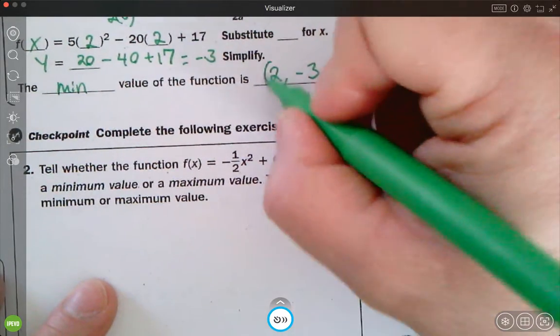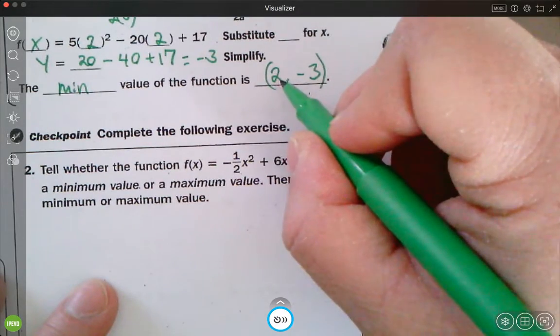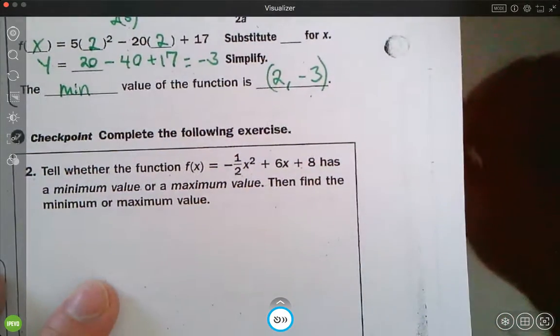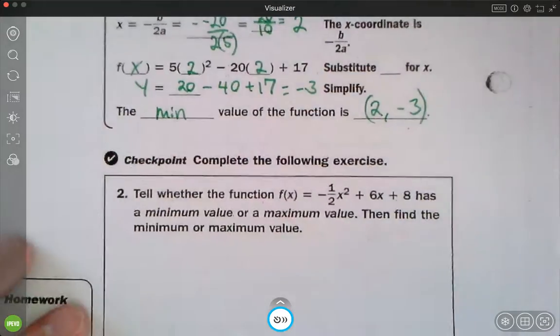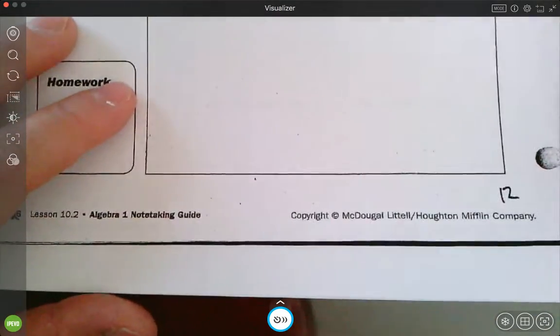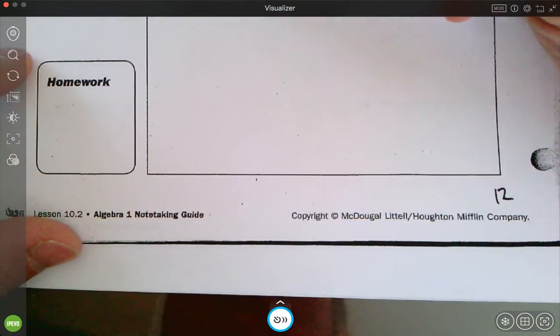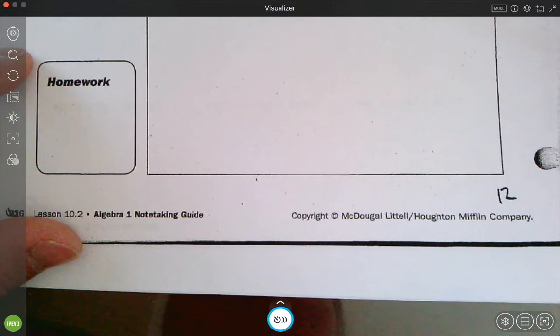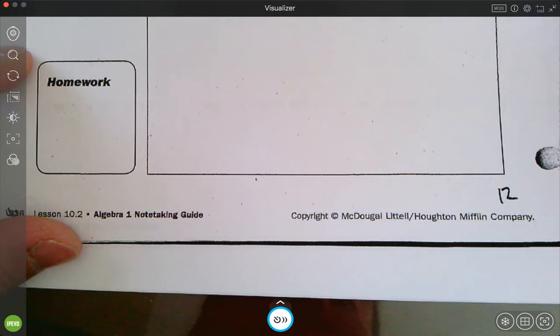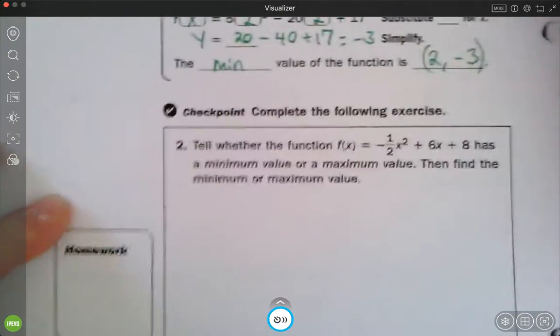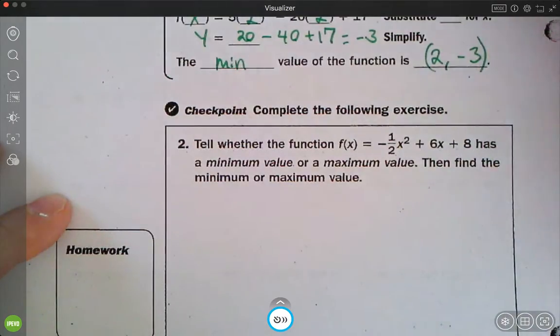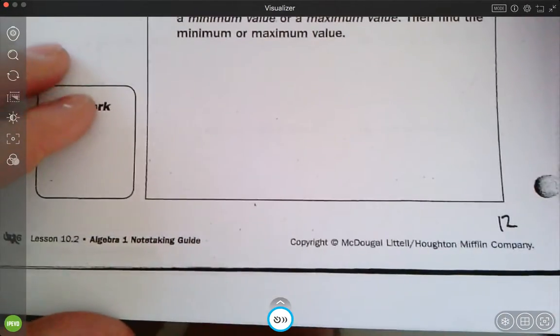So that's kind of similar to the other one. The other one was 2, comma, positive 3. So that's how I'd answer that one. For the next checkpoint, you are going to tell whether the function negative 1/2 x squared plus 6x plus 8 has a minimum or maximum, and then figure out that minimum or maximum by telling me what the vertex is as a coordinate. Okay, so again, you'll put that on the Google Forms.